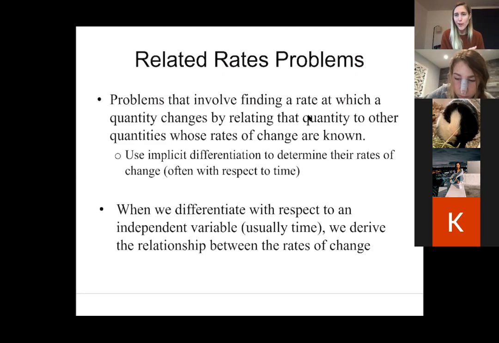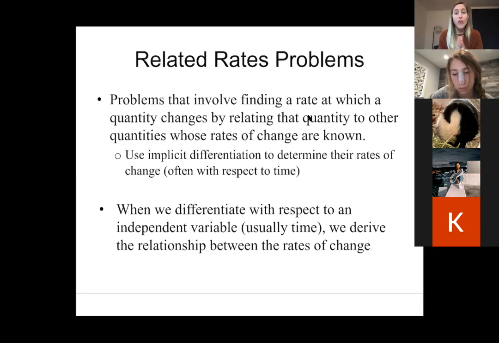Were we able to follow that okay, or should I try saying that again? So you're given a rate and you're trying to find an unknown rate based off that given information. And that rate that you're solving for is related to the given rate.